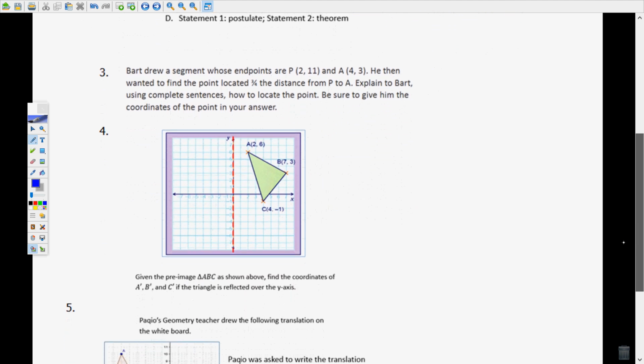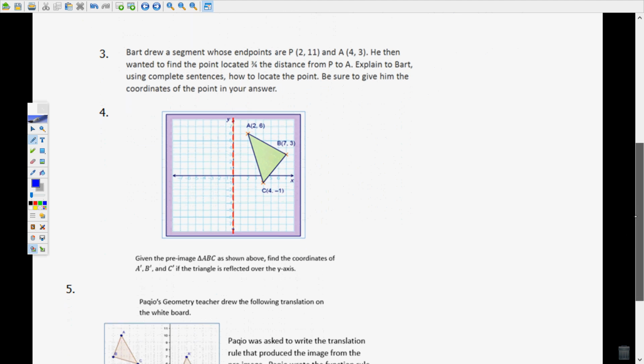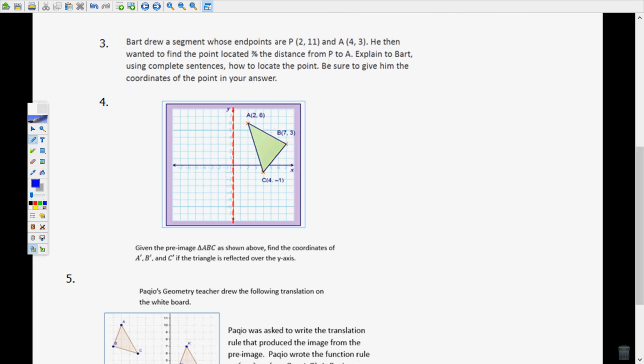Number 3, this one might take a little while. Bart drew a segment whose endpoints are P at (2, 11) and A at (4, 3). He then wanted to find the point located 3/4 the distance from P to A. Explain to Bart, using complete sentences, how to locate the point. Be sure to give him the coordinates of the point in your answer. There is a really long way to do this problem, and I believe that is how they do it on the website where you can find the answers to this.